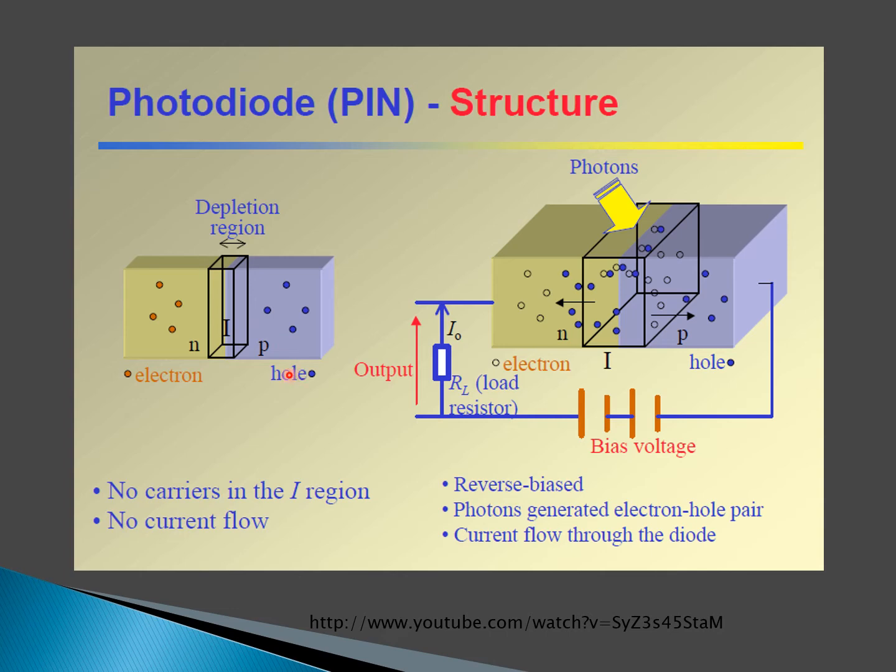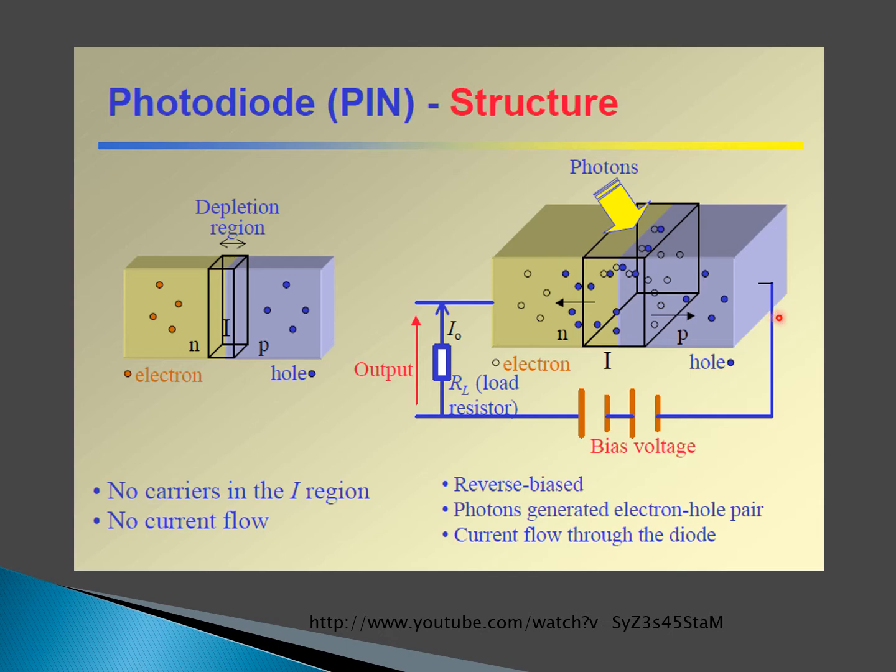For the P type, the majority carriers are the holes, and for the N type, the majority carriers are the electrons. There are no carriers in the I region. We still have the depletion region, but there is no carrier inside here. And of course, there will be no current flow. This is the structure of the PIN photodiode.